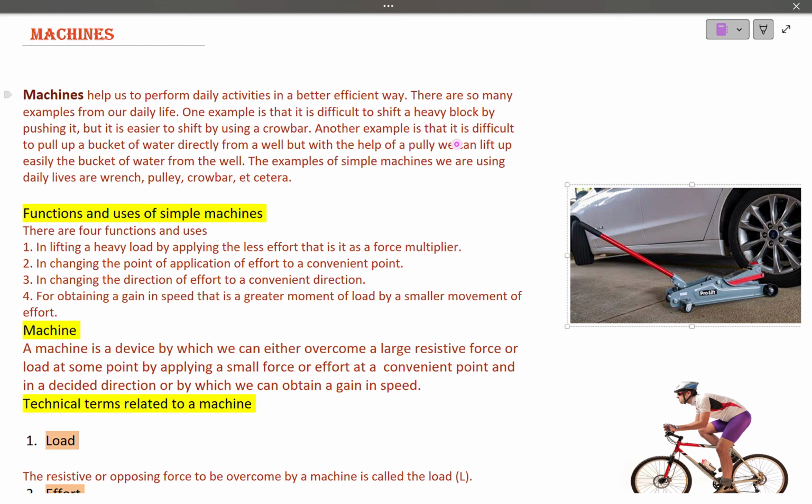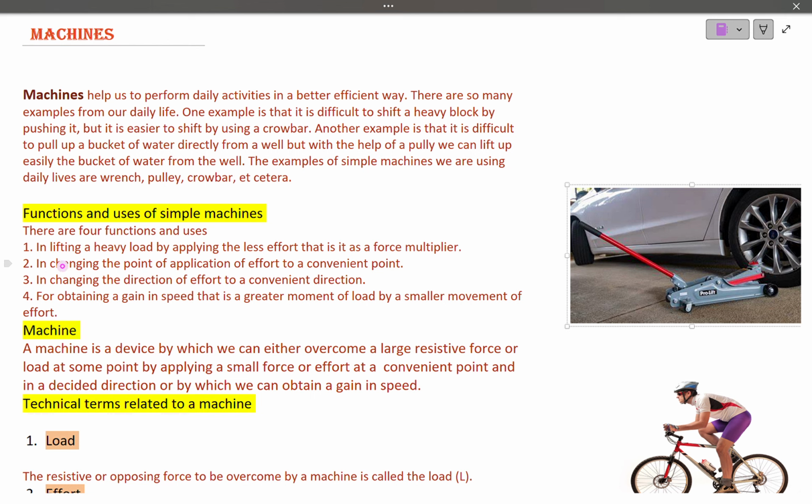Another example is that it is difficult to pull up a bucket of water directly from a well, but with the help of a pulley, we can easily lift up the bucket of water from the well. The examples of simple machines we use in daily life are wrench, pulley, crowbar, etc. Let's study some functions and uses of simple machines. There are four functions and uses.